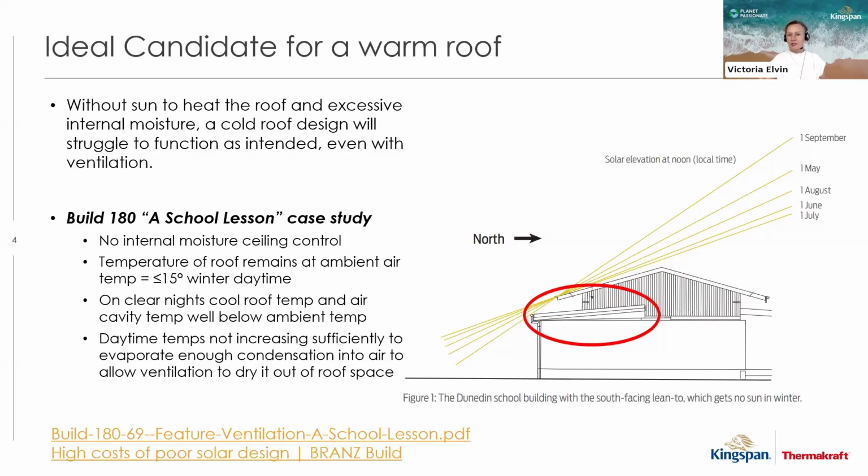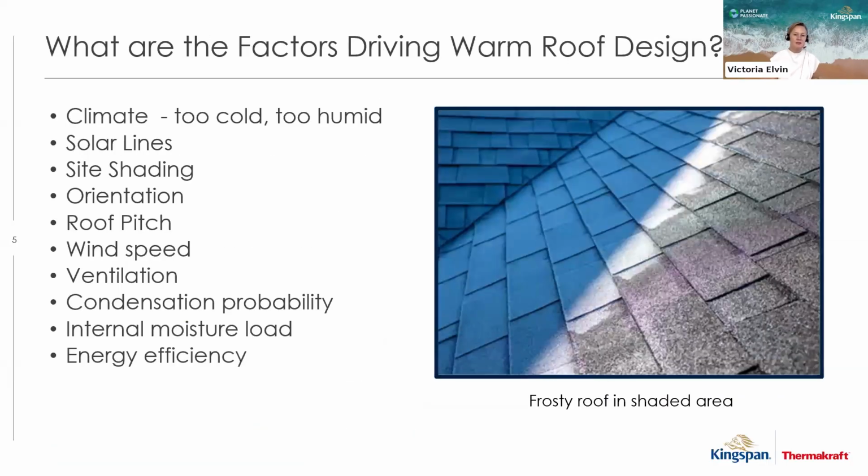The sun's not hitting it to dry out, and the roof's just not getting warm enough. The ambient temperature is about 15 degrees because this is in Dunedin. So the roof is literally raining within the structure. And that's one of the designs that would have been better designed in a warm roof design. So that's what we're talking about today. What are the factors that are driving warm roof design?